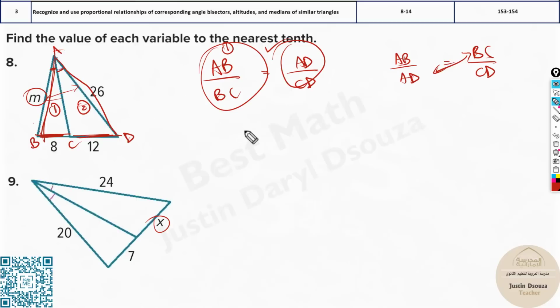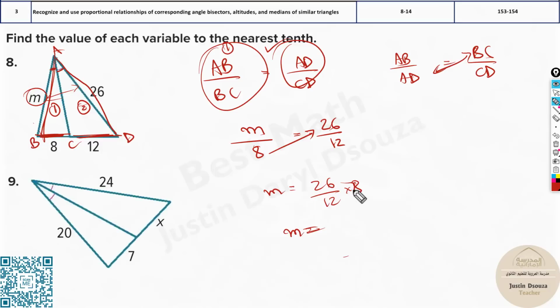Now I'll substitute. That'll be m divided by 8. That will be equal to 26 by 12. Here you just solve it. Take this 8 to the other side. M equals 26 divided by 12 into 8. You can directly put that in the calculator, but I'm just doing the steps. M will be, put this in the calculator, you'll get the answer. It is 2 times 8. It'll be 2 times 52 divided by 3.